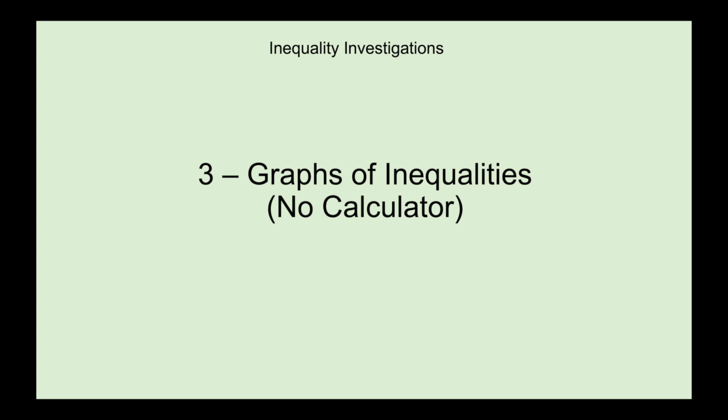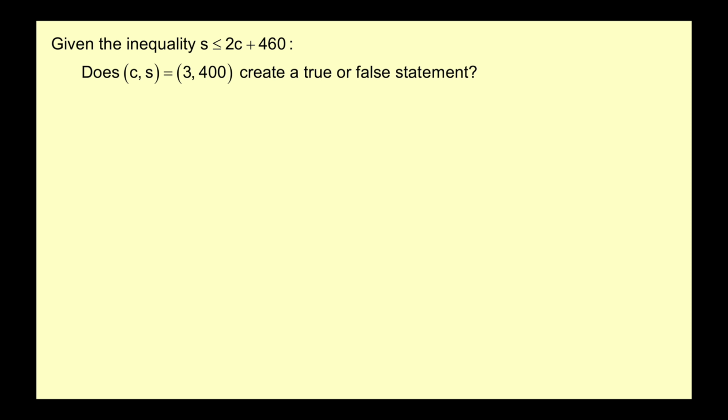We look at graphs of inequalities. So given the inequality s is less than or equal to 2c plus 460, we want to decide if (c, s) = (3, 400) is going to create a true or false statement. We do that by plugging them in. When I plug these in, the value for s is 400.